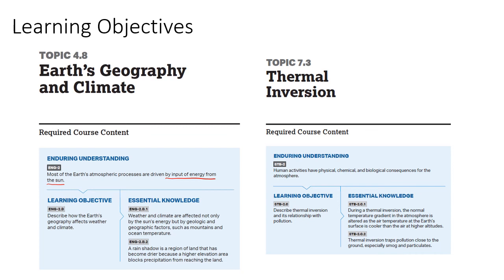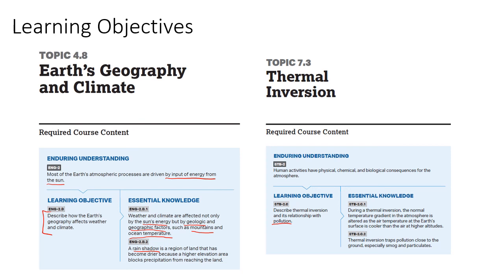The learning objectives: describe how the Earth's geography affects weather and climate. We talked about the sun's energy and geology, geographic factors, mountain ranges, and ocean temperatures, and how all of those can affect climate. We talked about rain shadows. Then we discussed thermal inversions and how they can moderate or affect climate in a specific area. We mentioned pollution, but we'll return to these when we talk about pollution.